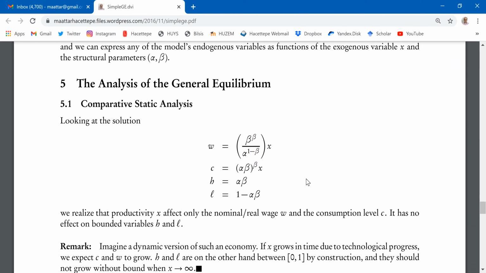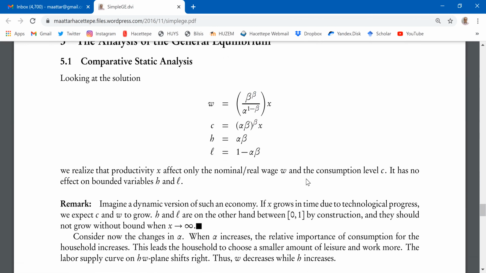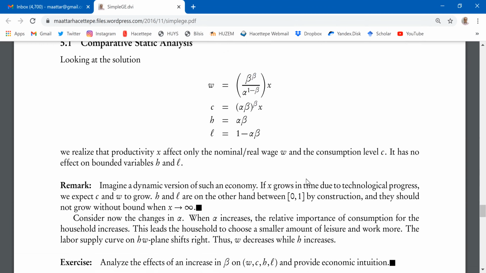Now, of course, we construct models like this to do comparative static analysis. What happens to one variable if an exogenous variable changes? What happens to one variable if a parameter changes? Here you can take simple derivatives to understand these effects. As we discussed, higher productivity means higher wage and higher consumption, but productivity does not have any effect on labor supply and leisure decisions.